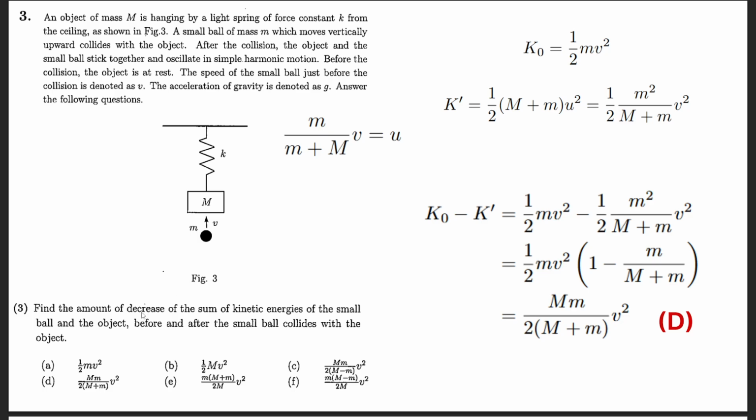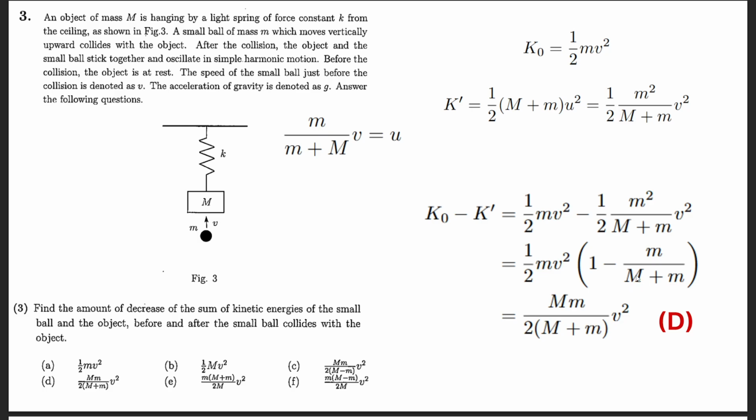So since we are asked to find the decrease, we write K before minus K after. So it is equal to a half times mv squared minus a half times m squared over M plus m times v squared, and we factor out the half times mv squared. This became 1, and this became m over M plus m.